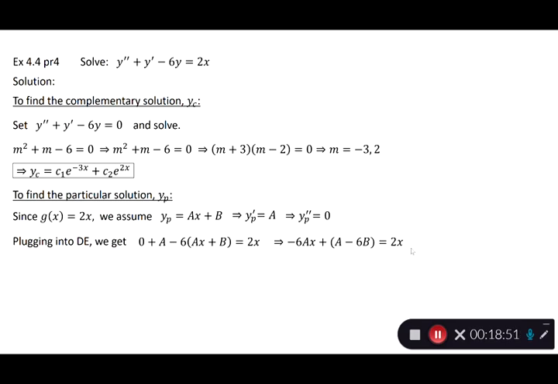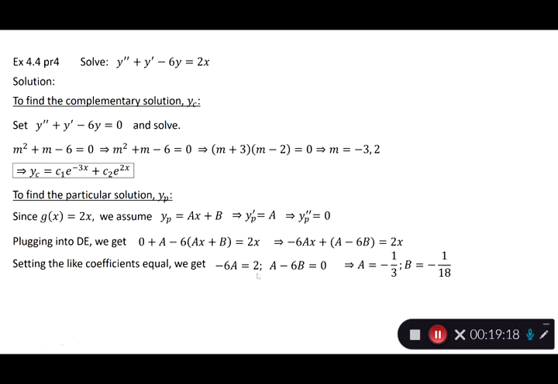If we go with that, then as simple as negative 6a is the coefficient of x, 2 is the coefficient of x on the right hand side, so negative 6a equals 2. But the constant on the left hand side is a minus 6b, whereas there is no constant, which means the constant should be taken to be 0. So we have two unknowns, a and b, and two equations, right? And we can solve for a and b. And turns out a is negative 1/3, b is negative 1/18.